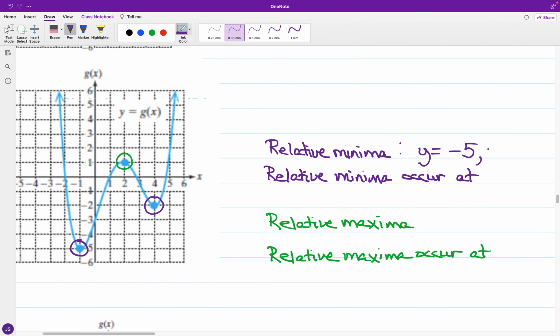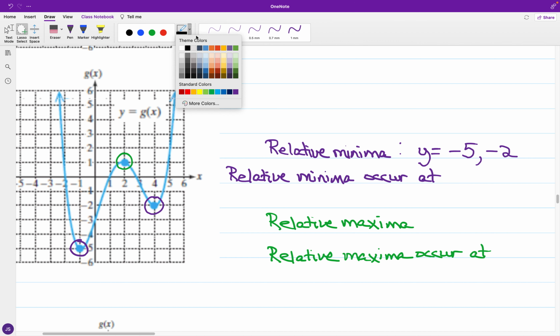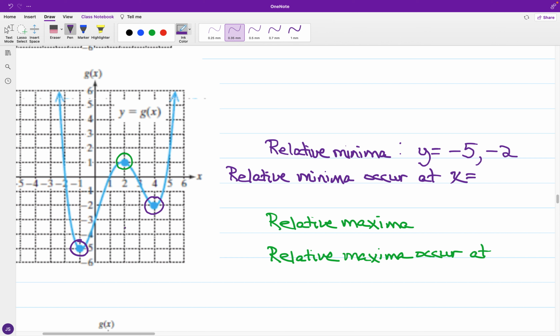So you have the y value at -2. And in terms of where the relative minimum will occur, those are going to be the x values. So when we have y at -5, the corresponding x value was -1. And whenever we have y at -2, the corresponding x value was 4. So your locations are -1, -5, and 4, -2. And again, the y values will be where we had the minimum as well as the maximum.